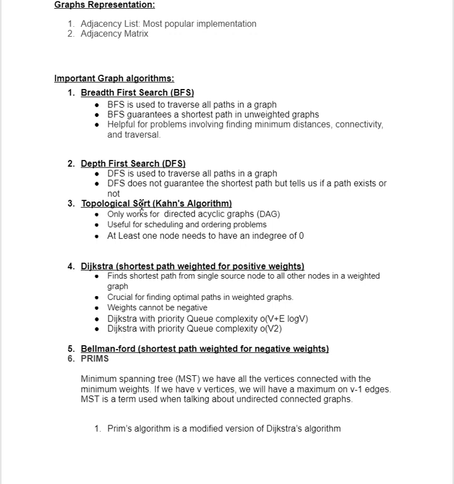Then third is topological sort. One of the implementations of topological sort can be done using Kahn's algorithm. And topological sort only works for directed acyclic graphs, also called DAGs. Topological sort is useful for scheduling and ordering problems. At least one node needs to have an in degree of 0. What that means is the number of edges coming to a particular node should be 0.